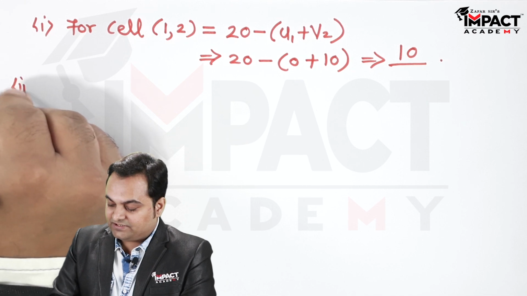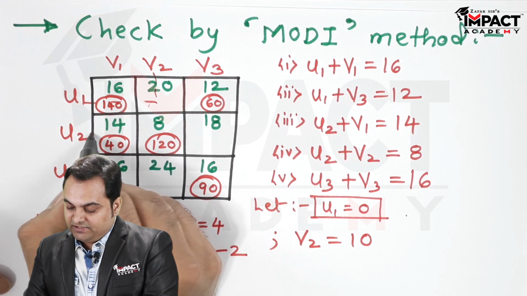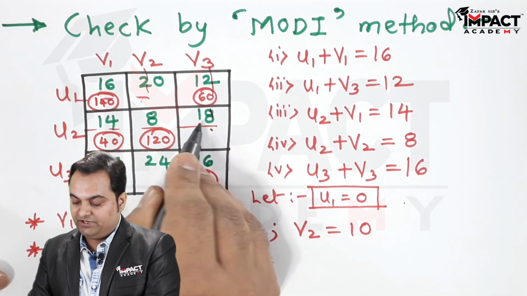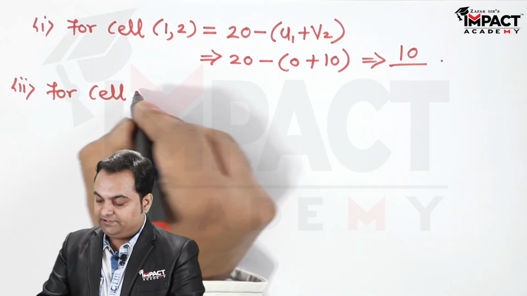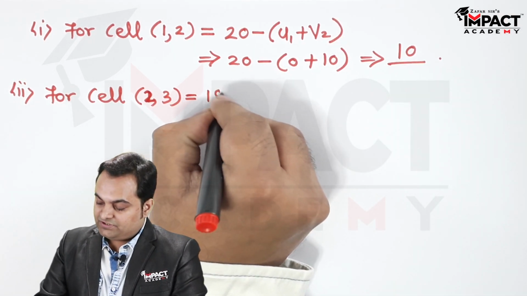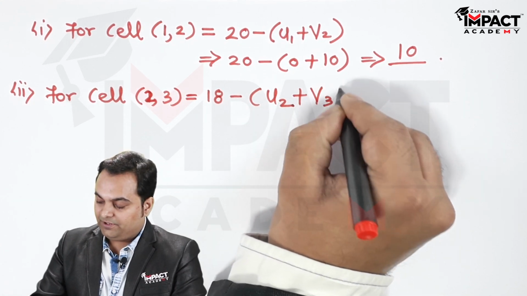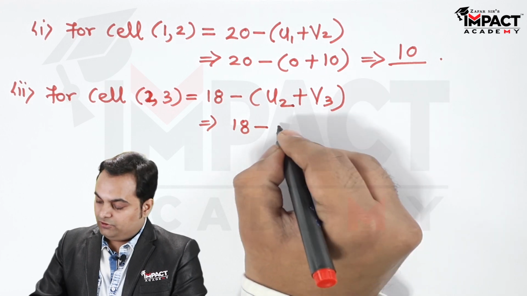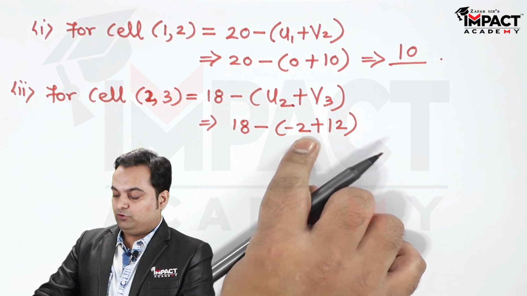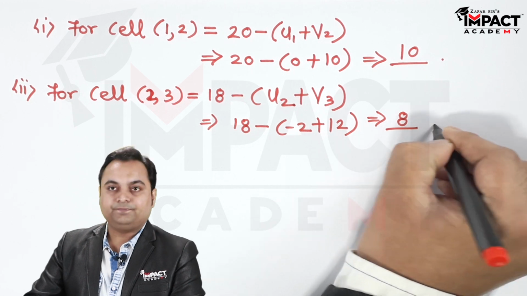Then similarly for the next unoccupied cell, which is second row and third column. So it is u2 plus v3. Cost is 18. So take the cost 18, second row, third column, minus u2 plus v3. u2 is minus 2, v3 is 12. So this value comes out to be 10. 18 minus 10, that is 8.